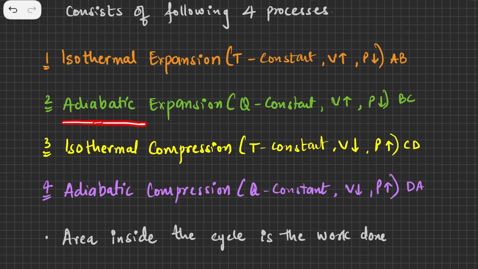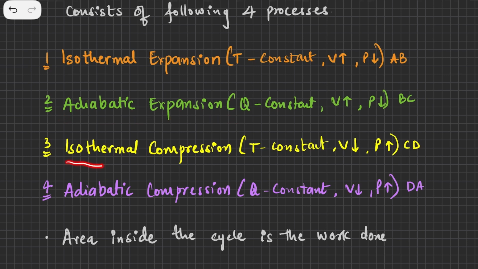In adiabatic expansion, adiabatic processes are processes in which heat is kept constant, so heat, that is Q, is kept constant. It's an expansion process, so again the volume will increase but the pressure is going to decrease, and BC is the portion of the graph which is representing adiabatic expansion.